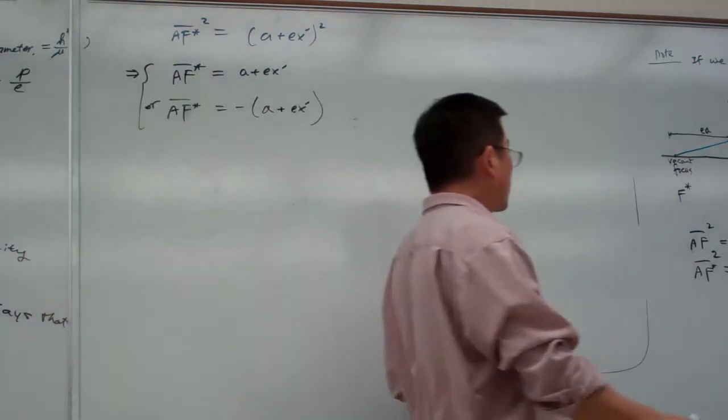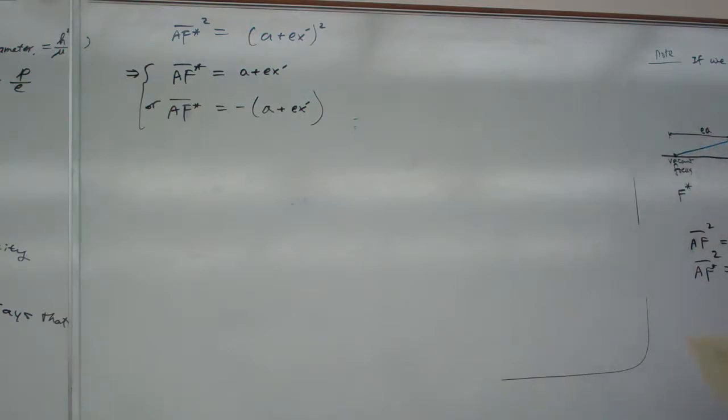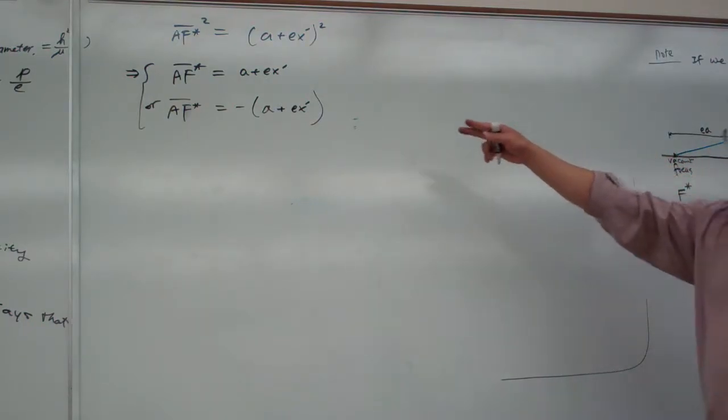AF, what is AF star? This is the distance here. Right now, we're concerned with this distance. This distance is always positive. From this expression, we have two possible expressions.